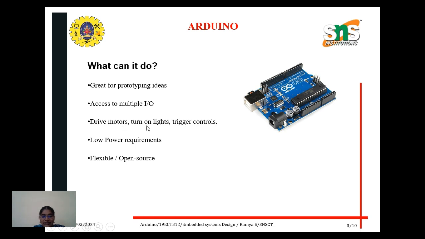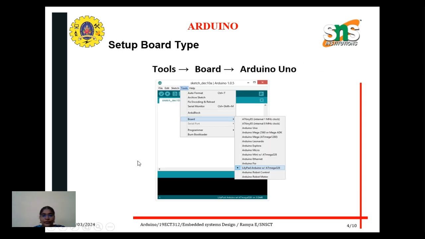It can drive motors, turn on lights, and trigger controls. It is used to drive the motors and turn on lights in home applications and home automation systems. After that, it is mainly used for low power requirements, and it is flexible, and also it is open source. Already we discussed this, it is an open source electronic platform.